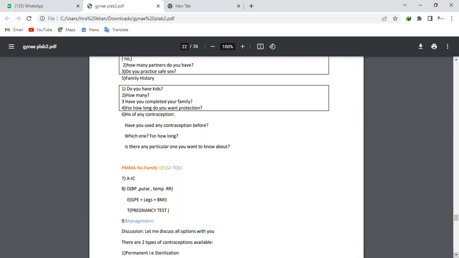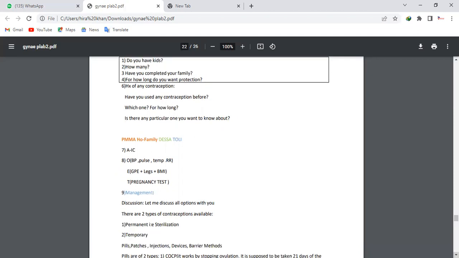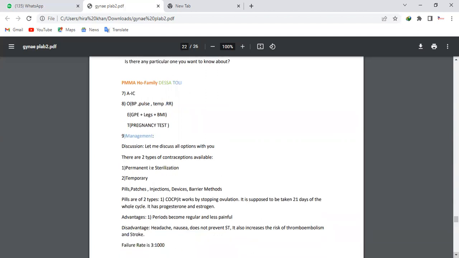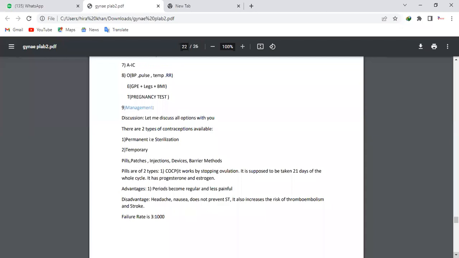And then ask about the rest of the questions that you haven't asked. And then again, ask about the concern, and do ask if there is anything important that I have missed so far. Then on examination: blood pressure, pulse, temperature, respiratory rate, general physical examination, examination of the legs and the BMI. Also do a pregnancy test here if the patient's LMP was delayed, otherwise not. And then discuss the management.